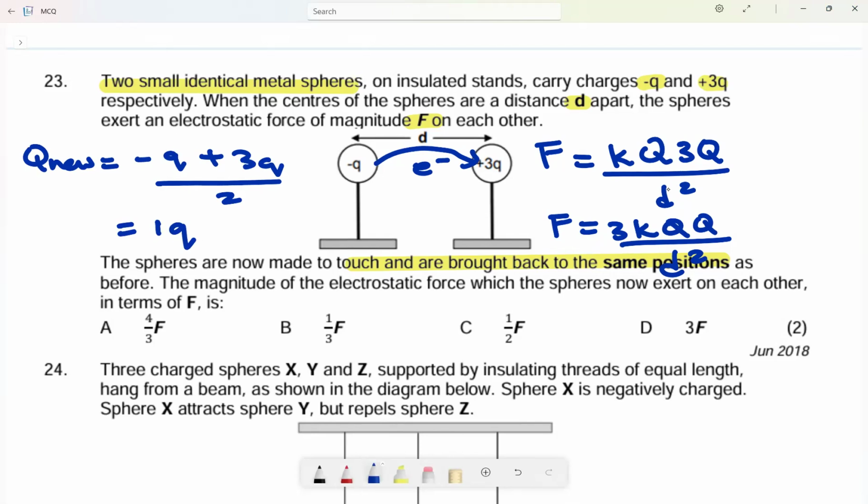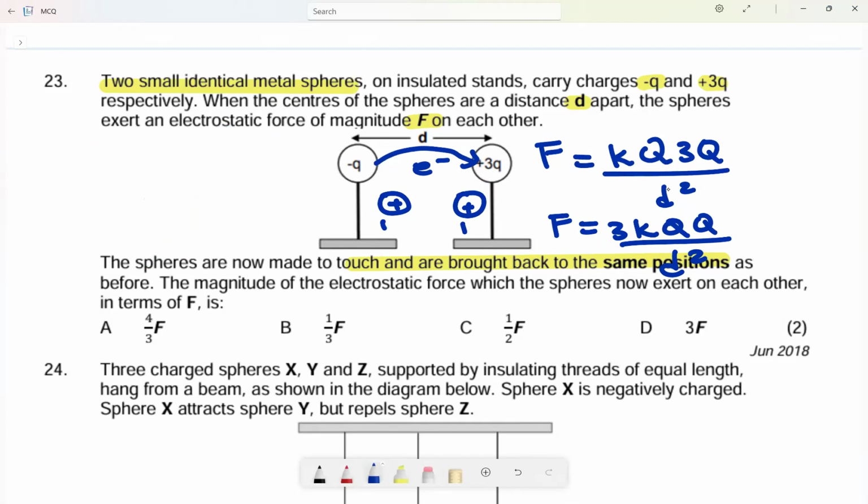So each sphere after contact is now positive, both with a charge of Q. Now let's find the new electrostatic force. What is the charge of this one? It is Q, you agree with me? It's just Q and Q. So F is equal to kQ multiplied by Q divided by d squared, because they are returning to the same position.